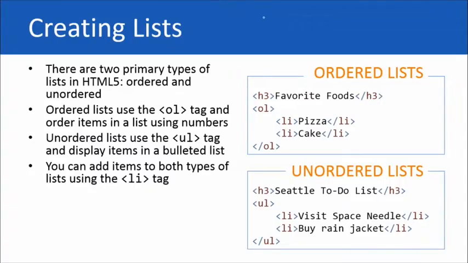Lists. There are 2 different types of lists that we could add into our HTML documents. We've got ordered and unordered. Ordered lists use the OL tag, and they order items in a list using numbers, right? So it's numerical order. So you check out that example on the right of an ordered list of my favorite foods. Number 1 is pizza, and number 2 is cake.